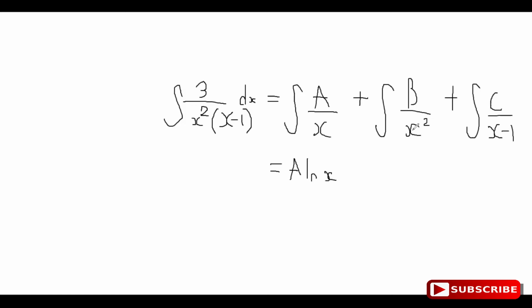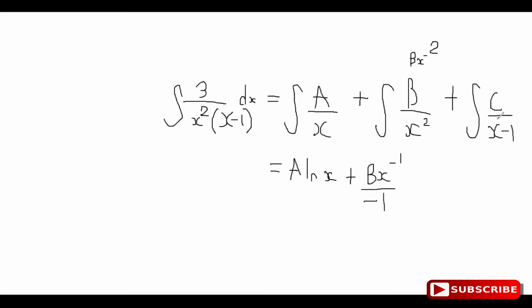Now we're integrating b over x squared. Integrating b over x squared is really bx to the minus 2. So what we're getting is, we add 1 to the power and divide by the power. So we add 1 to the power, and we get x to the minus 1, and we divide by the power. So it is plus bx to the minus 1 divided by minus 1.